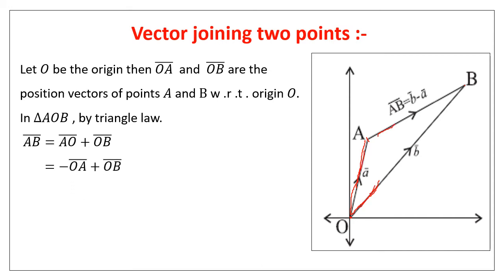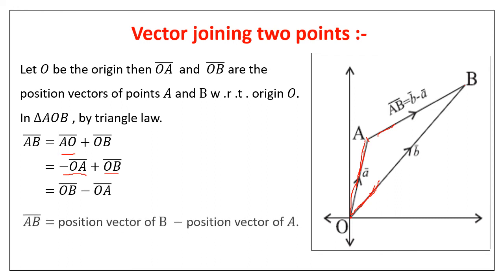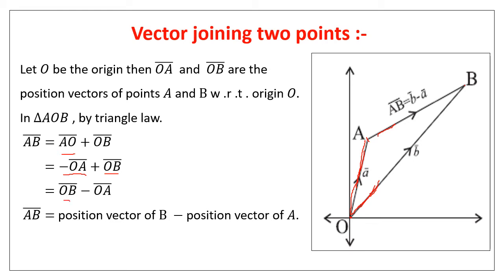But AO bar is minus of OA bar, plus OB bar as it is. So we have OB bar minus OA bar. OB bar is the position vector of B minus position vector of A. So AB bar equals B bar minus A bar. So students, see here AB bar is there. So we will write position vector of B minus position vector of A.